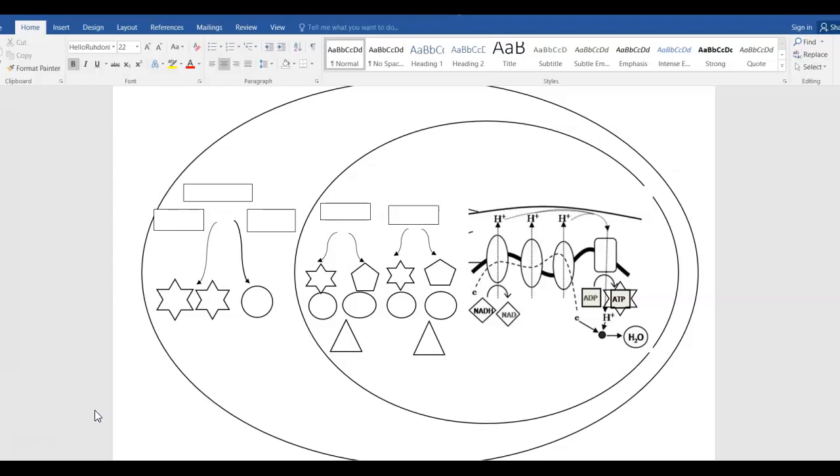Our next stage right here, I'm going to put stage 2. This is the Krebs cycle. So now we have moved into the mitochondria, and we are going to take our 2 pyruvate molecules with us. So this guy is going to be transferred here, and this guy is going to be transferred here. So these 2 molecules are going to move into the mitochondria. So I'm going to write pyruvate and pyruvate. These 2 pyruvate molecules are going to further break down.